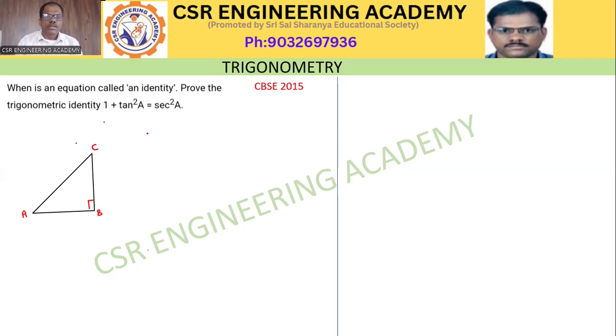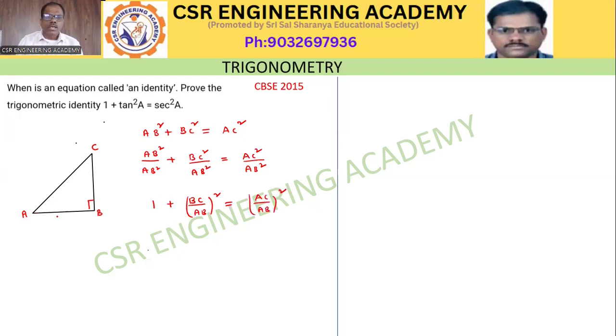According to Pythagoras theorem, AB square plus BC square is equal to AC square. Divide each term by AB square, that is AB square by AB square plus BC square by AB square is equal to AC square by AB square. 1 plus (BC by AB) whole square is equal to (AC by AB) whole square.